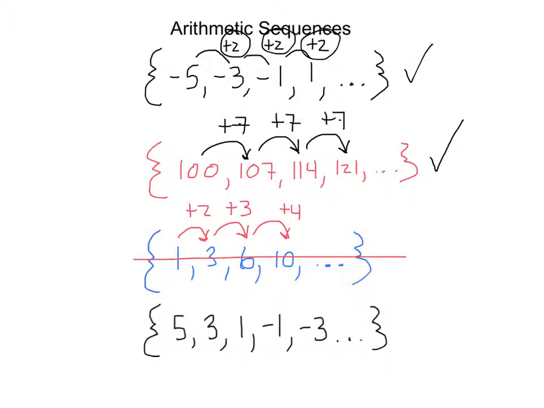All right, let's look at the next one. So I've got going from 5 to 3 is a subtraction of 2, right? 3 to 1, another subtraction of 2. 1 to -1, another subtraction of 2. -1 to -3, another subtraction of 2. Since we are subtracting by the same amount every time, then it is an arithmetic sequence.